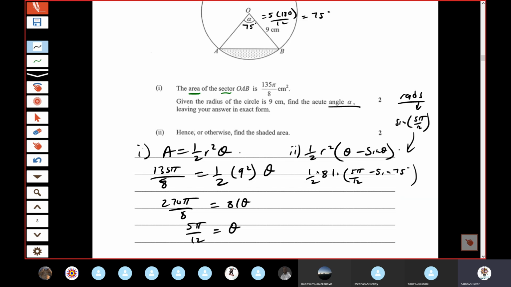So I'm trying to show you where you will go wrong. Like I can almost guarantee you guys will make a mistake if you're not aware of it. 81 times, oh, it says hence, so it doesn't say exact. So here we go, 5 times pi on 12 minus sine 75. Answer is 13.9 centimeters squared.